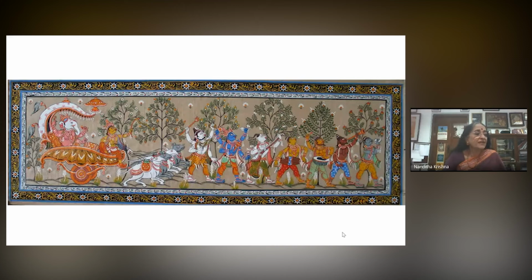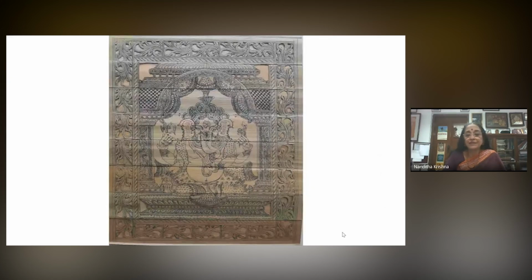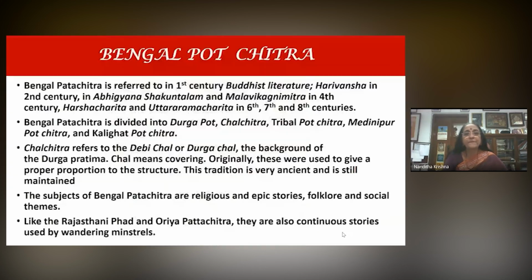And the patta is given a lacquer coating to protect it from the weather, thus making it into a very glossy painting. So this is the Talapatra Chitra, Patachitra, which you see over here. Earlier you saw the colorful one. In Bengal, the same Patachitra is called Patachitra, and it's referred to even in 1st century Buddhist literature, in the Harivansha, in the 2nd century, in Abhigyana Shakuntalam, in Malavikagni Mitra, Harsha Charitra, and Uttarama Charitra.